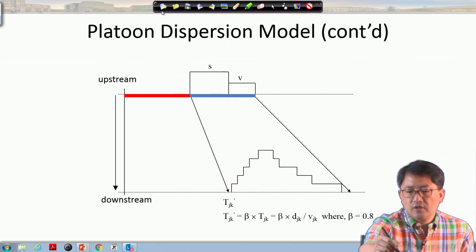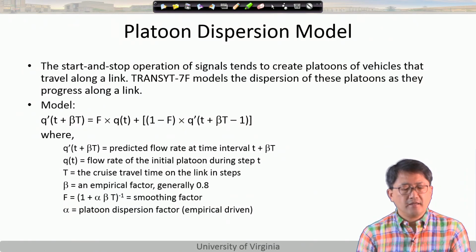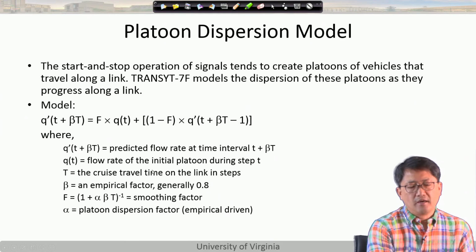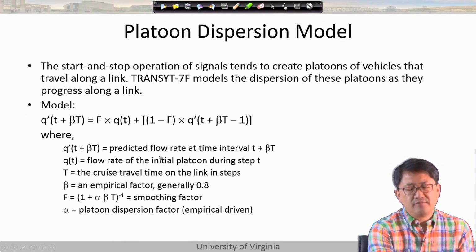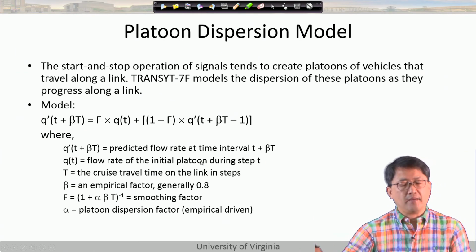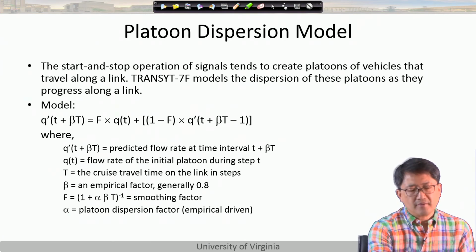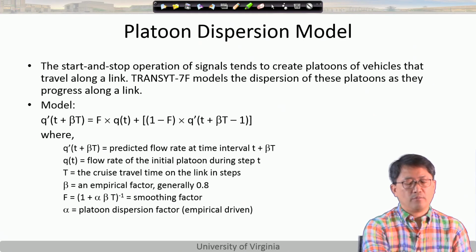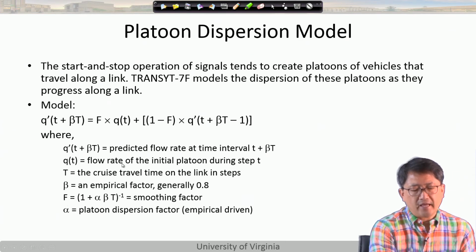And also, you need to worry about computation time. So this equation is calculating, once you have Qt, the initial flows departing, and Q prime is the predicted flow rate at the downstream. Once you have Qt, this is just easily calculated without any complex computations, just all linear computations. All you need is that smoothing factor, the F value.